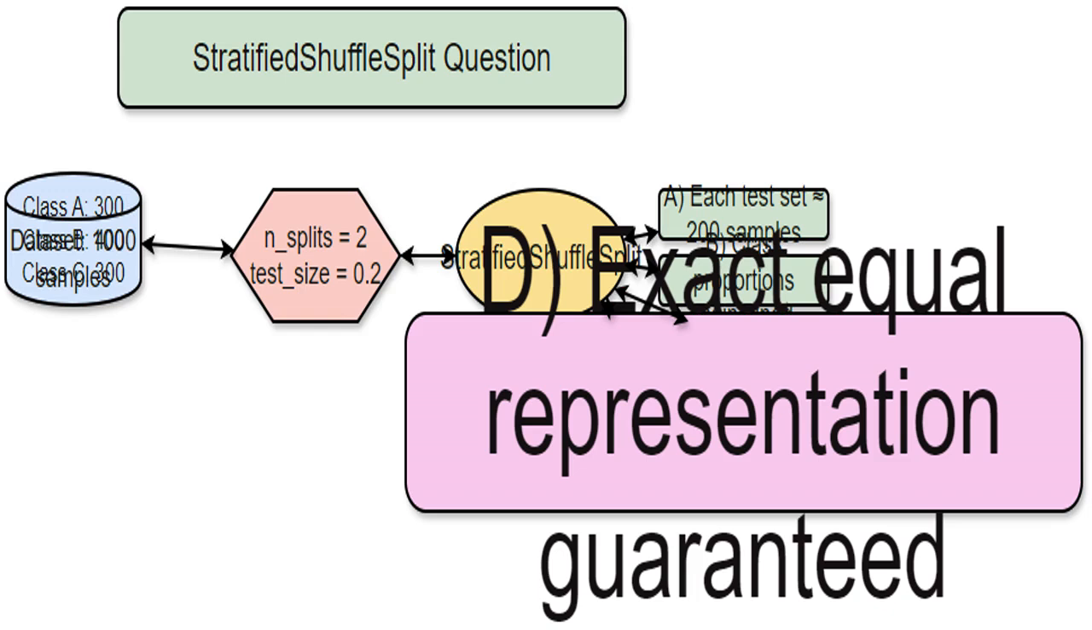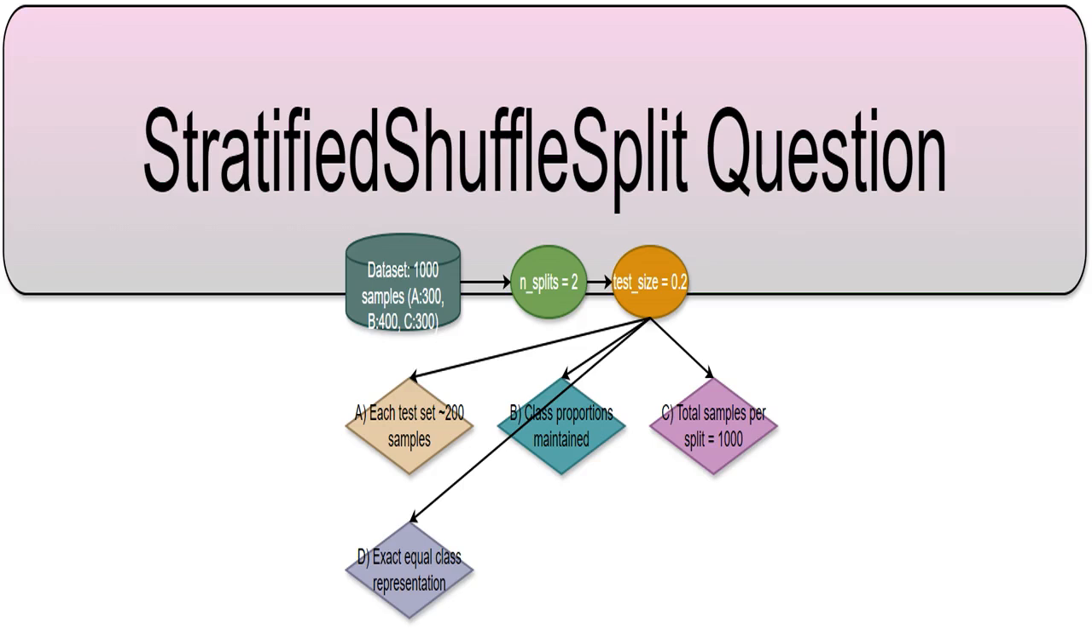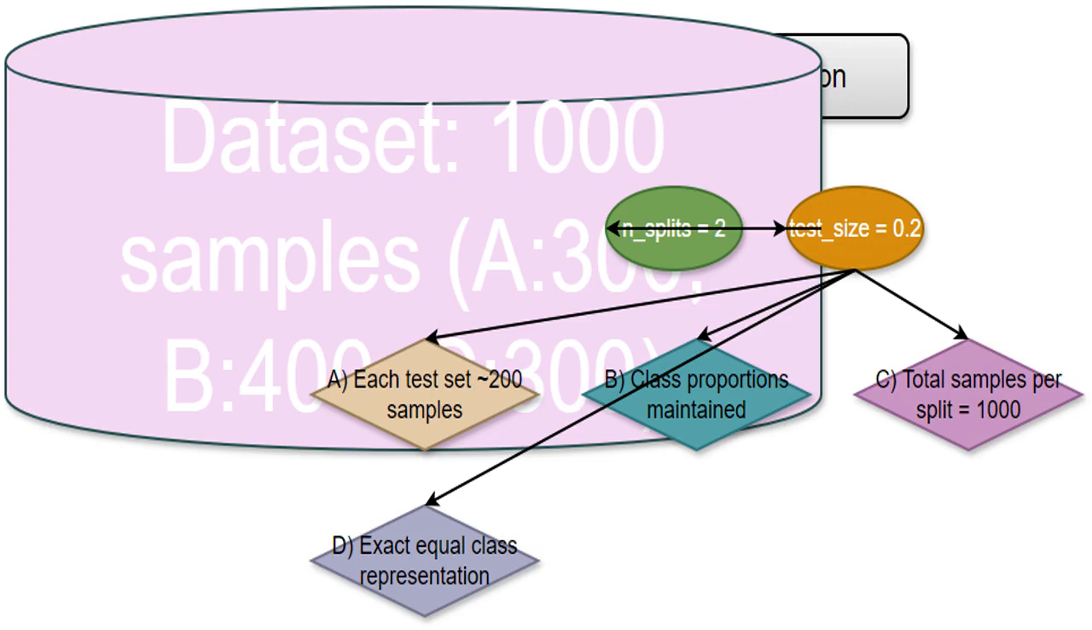I'm analyzing a question about stratified shuffle split, a technique used to create training and testing datasets while preserving class proportions. This is important for ensuring fairness and accuracy in machine learning models. I have a dataset with 1,000 samples, distributed across 3 classes, A, B, and C, with 300, 400, and 300 samples respectively. This class distribution is key to understanding how stratified shuffle split works.